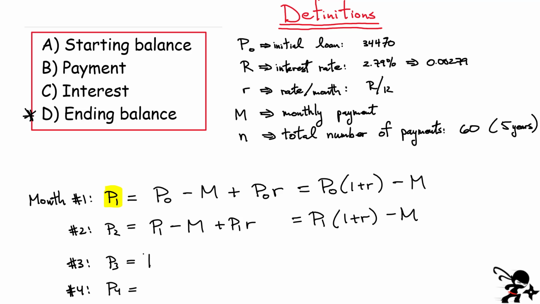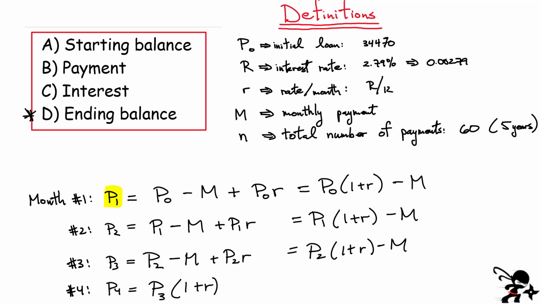For the third month, I'm going to start off owing them the principal at the second month. My ending balance becomes the starting balance for the next month, minus the payment plus the amount of interest that I owe them. Again, factoring out the P2 term, 1 plus R minus M. And anyway, we can now just skip this last step and simply write it out. This is simply going to be P3, now 1 plus little r, and then minus M.